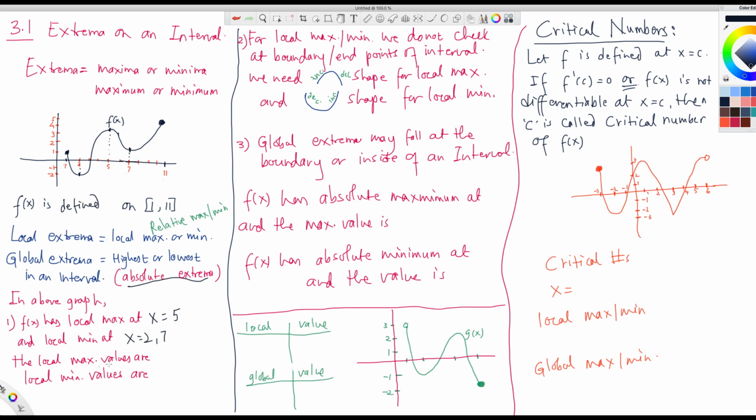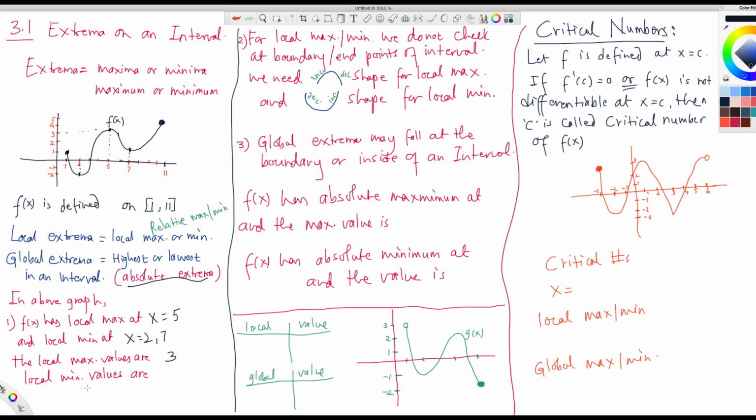And what are the local max values? Local max value means at x equals 5, what is the height? It is 3, right? So the value is 3, the local max value at x equals 5. It is maximum at x equals 5, but the maximum value is basically the height. The maximum value is basically 3. You see that? That height is 3.